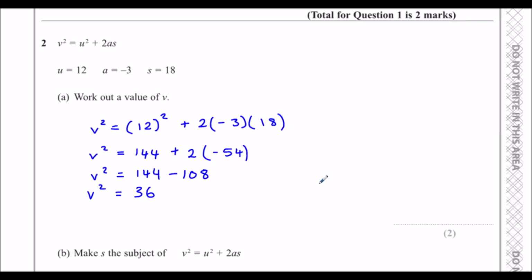So v is the positive or negative square root of 36, which is 6 or -6. It says work out a value of v, so we only need one of those answers. If you didn't put the negative answer, that's absolutely fine for this question.